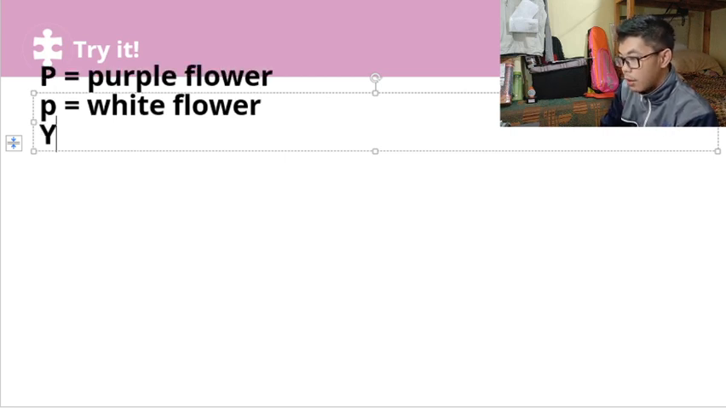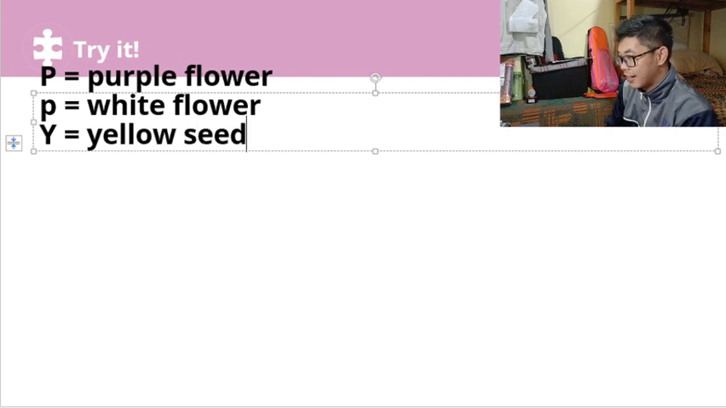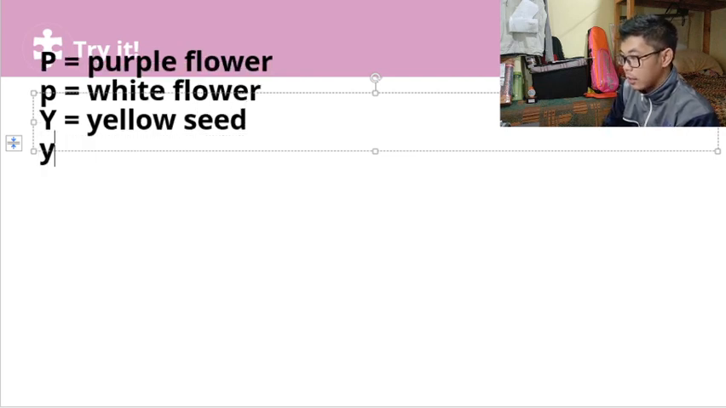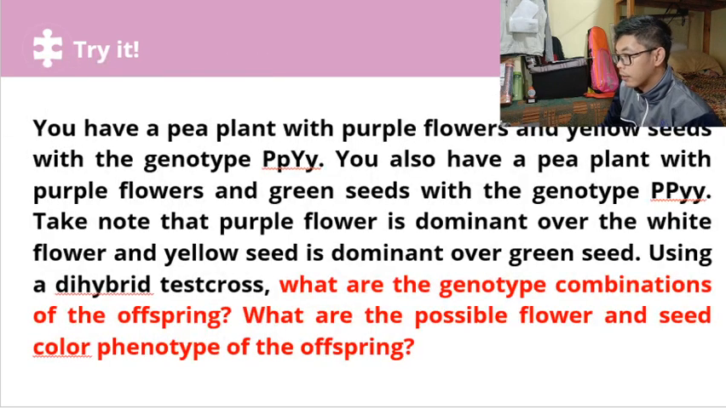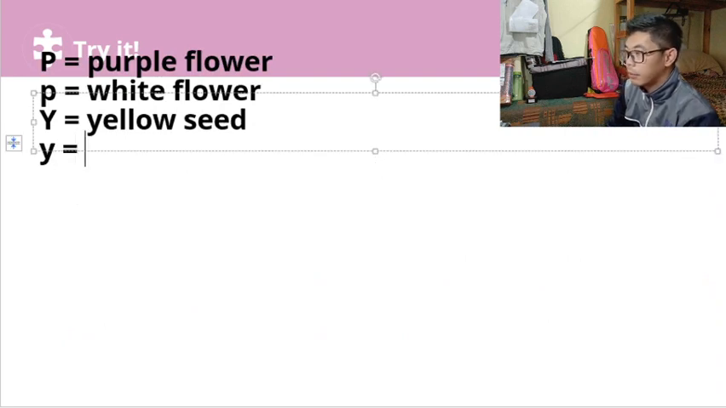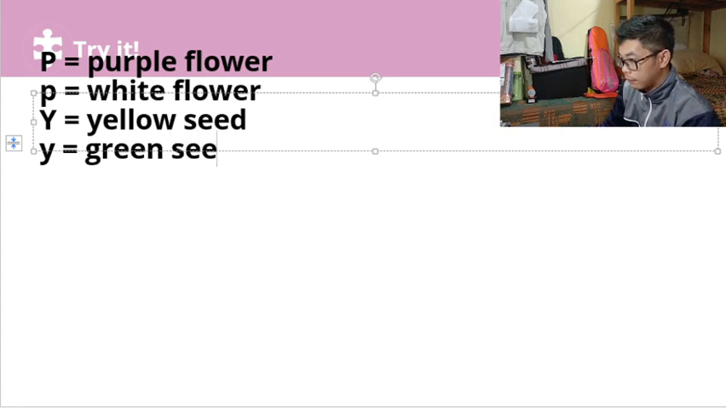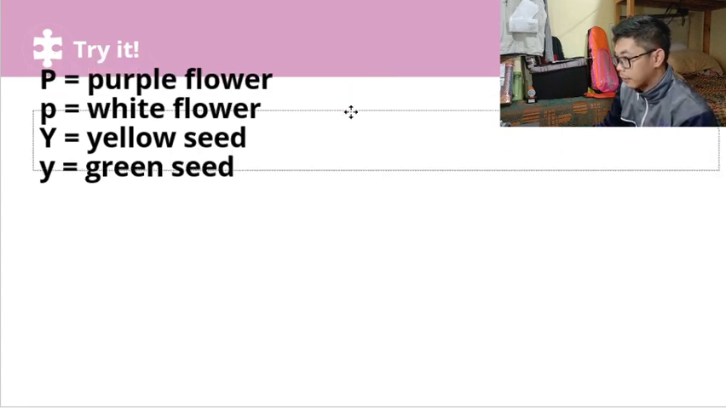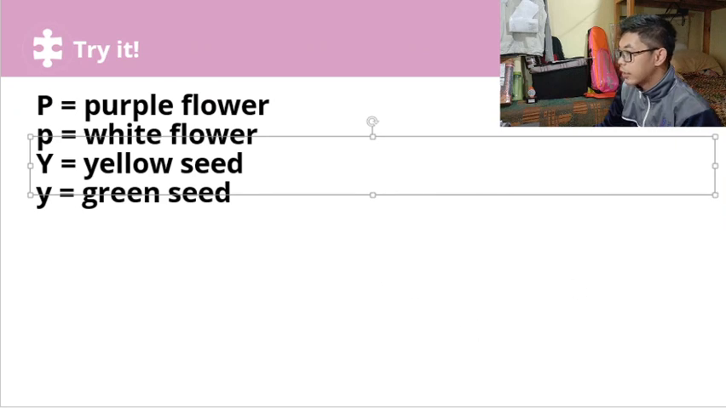Tapos, yun namang Y, capital Y is yellow seed. Tapos, yung small letter y is, anong tawag? Green seed ata yung ginamit dito. So, on the spot ko pong in-answer ito ah. So, follow. Just follow with me. So, this is how I do it. So, para mas intindihan natin. Green seed. Alright, baba natin para mas gets nyo. So, yun yung ginamit.